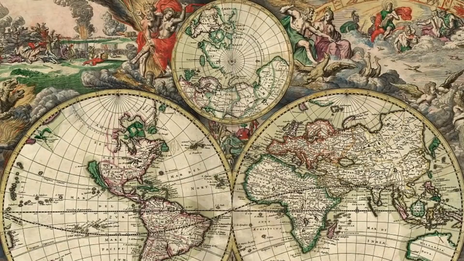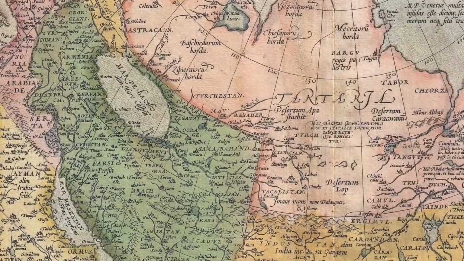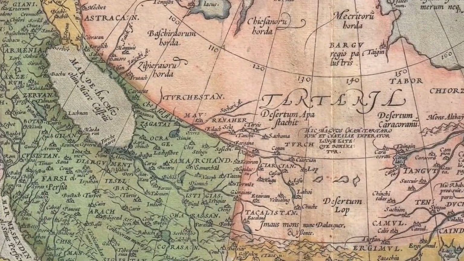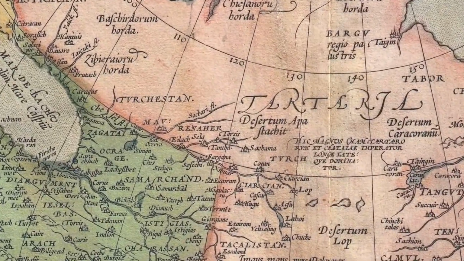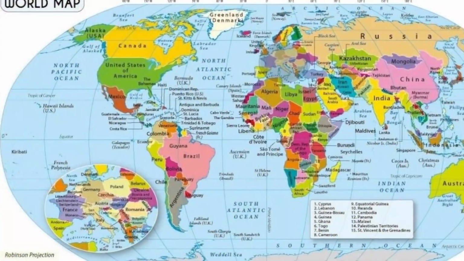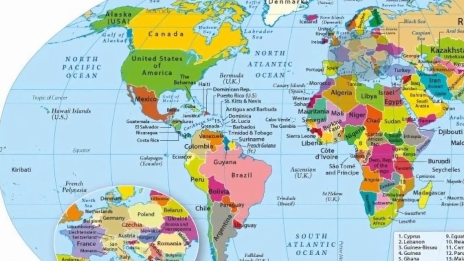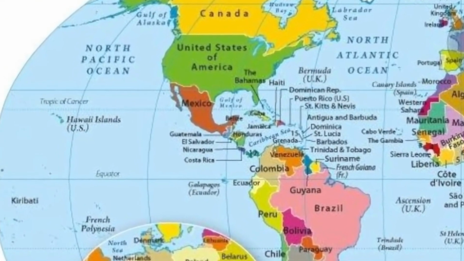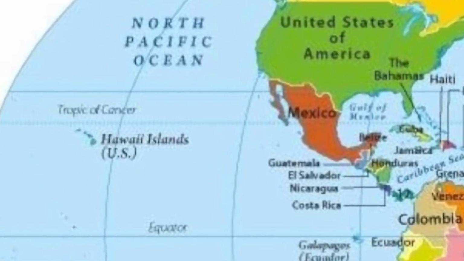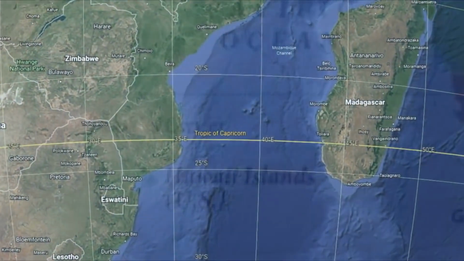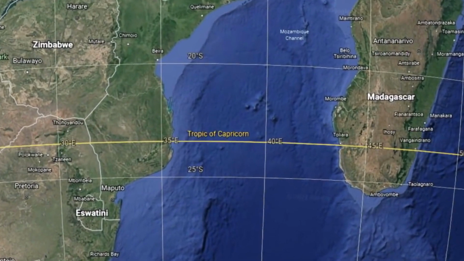Cartographic maps combine so-called science with aesthetics to communicate spatial information effectively. They strive to be accurate. And we still use this designation of Cancer and Capricorn for these circles of latitude on our cartographic maps today. Google Earth also uses these designations.